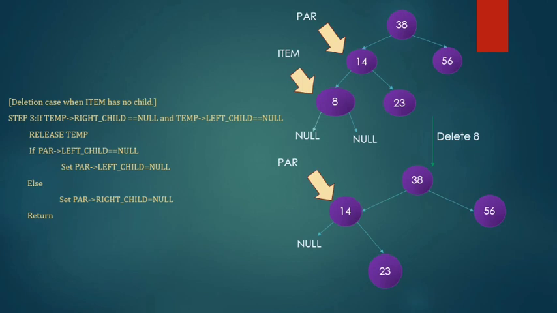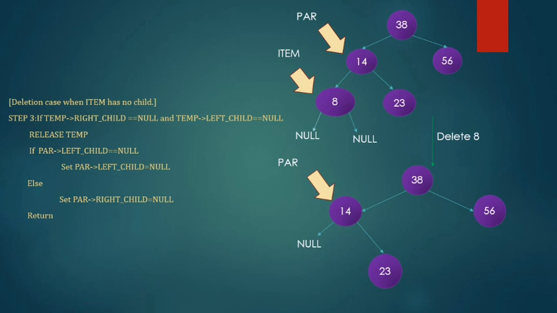What if item is encountered as a leaf node? That would create our first case in deletion, that is, deletion of a node with no child. The condition for a leaf node would be that both the left child and right child of item would point to null. Let us take an example.